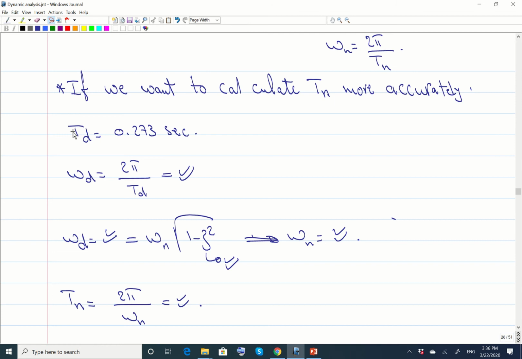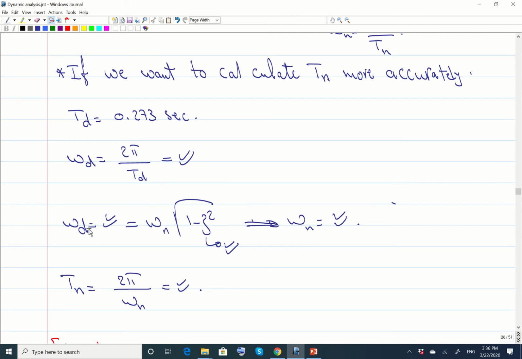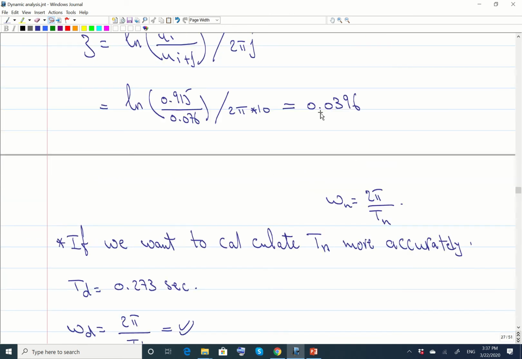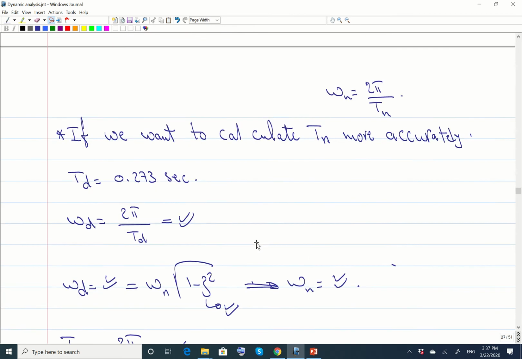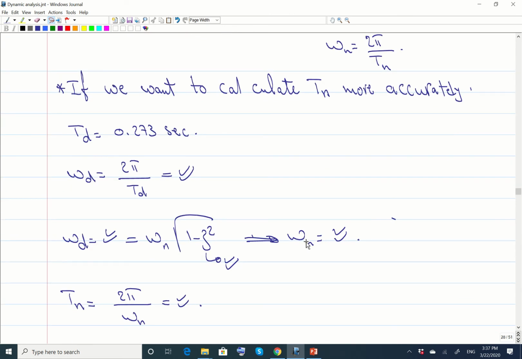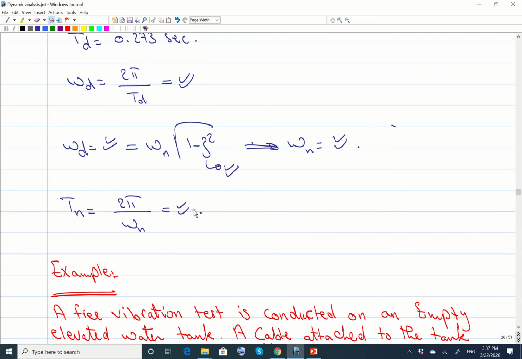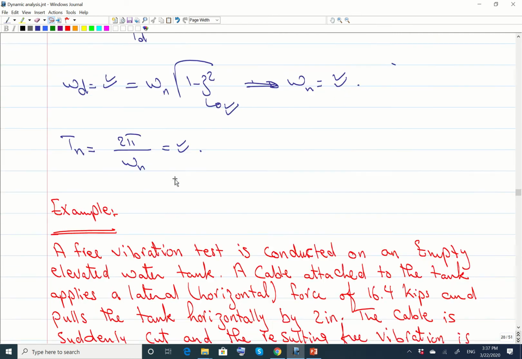If you have TD, you can find omega d, which is 2 pi divided by TD. Now you know omega d. Omega d is omega n multiplied by square root of 1 minus zeta square. And now you find zeta, which is the 3% or almost 4% over here. You substitute that over here, find the natural frequency, and then the natural period will be 2 pi divided by omega n if you want to find the exact value.